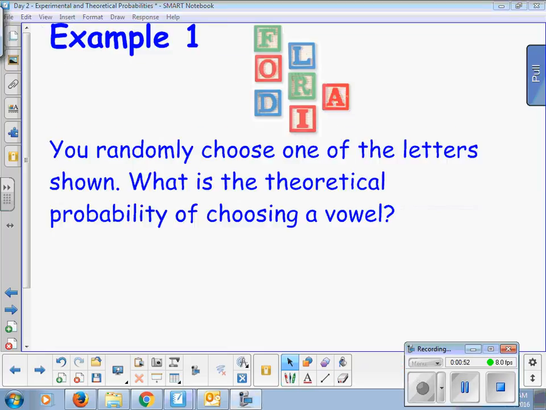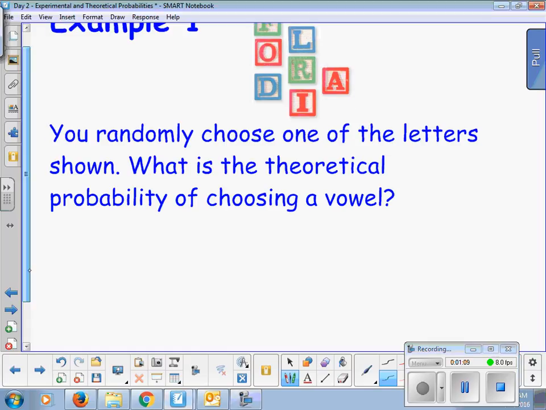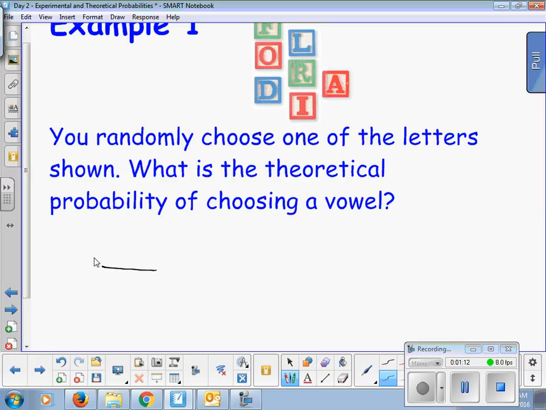We are going to move on to our first example, and this is on the top right-hand side of your guided notes. Example 1, you randomly choose one of the letters shown. What is the theoretical probability of choosing a vowel? We want our favorable outcomes over our total. How many vowels do we have? 3 out of how many total letters? 7. So our probability is 3 over 7, or 3/7.